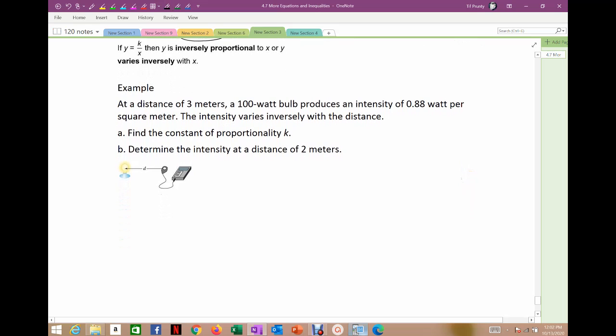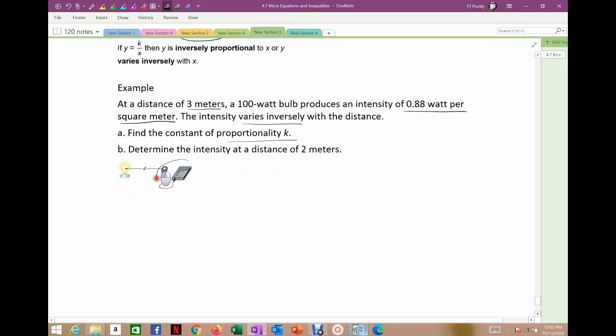All right, so the example: I have a distance of 3 meters and a 100 watt bulb produces an intensity of 0.88 watts per square meter. The intensity varies inversely with the distance. So this one's a little trickier because I didn't quite spell it out like the last example. They did tell me that it varies inversely. Find the k, and then find the intensity if the distance is 2 meters.